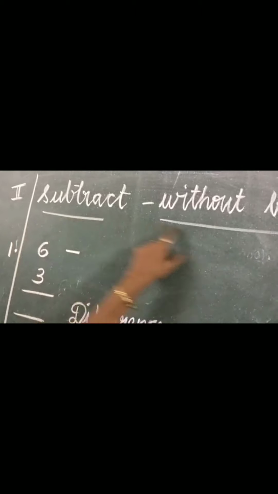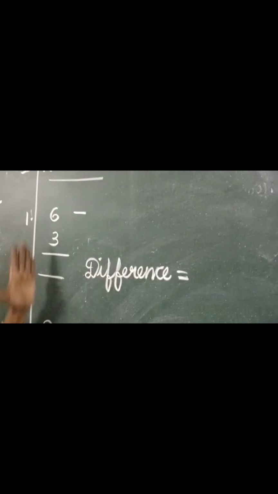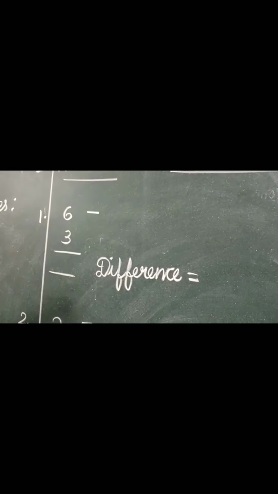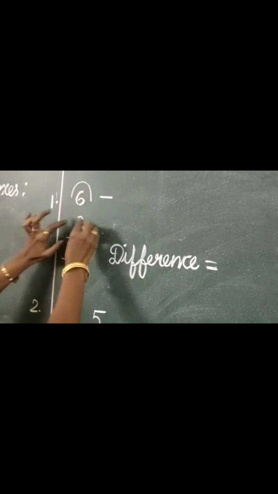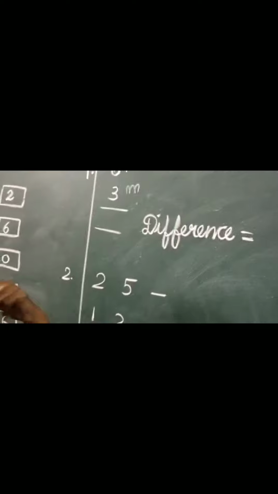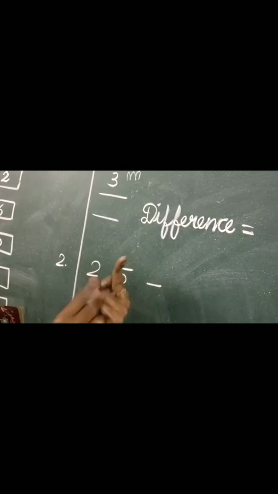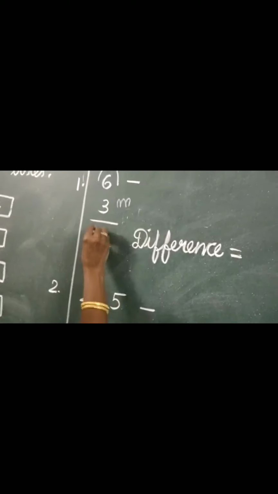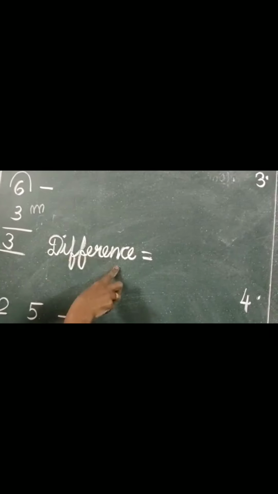Next, subtract without borrowing. First, for fill up the boxes, we saw the horizontal subtraction. Here we are seeing the vertical subtraction. Okay, but the concept is the same. So here also, first number in the mind, 6 in the mind and take 3 in fingers. 6 before 5, 4, 3. So your answer is 3, but the term used is called difference.